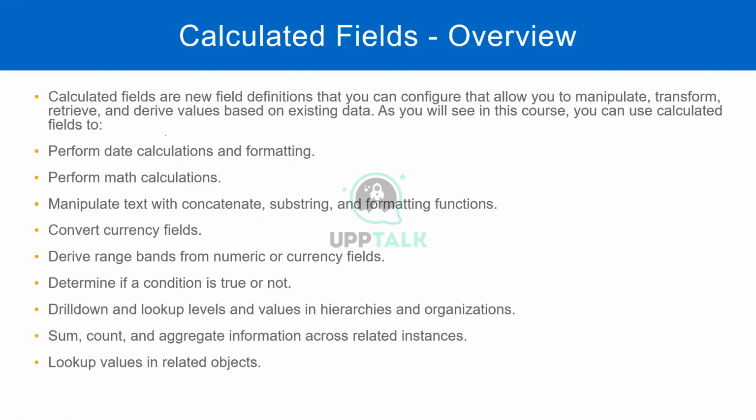Now, what can calculated fields do? Calculated fields are very powerful, and they help us to do a lot of things like perform date calculations and formatting. We can do date calculations, right? Difference between two dates. We can add to a date and find out, let's say, 45 days from today, right? What is 45 days from today? What is 45 days from the hiring date of a worker? What is the difference, how many days have elapsed between the 1st of January and today? Right. How many days have elapsed in a month? So all these calculations can be done.